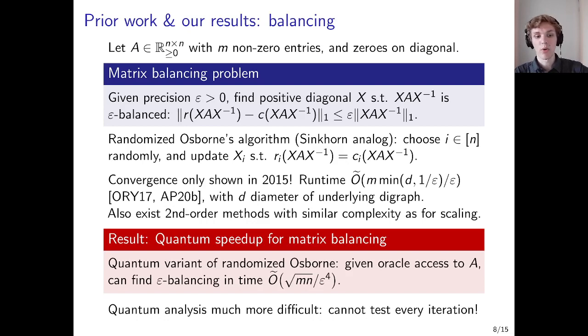I do want to warn you that the quantum analysis of this algorithm is much more difficult than in the classical setting, because we cannot test whether our matrix is balanced in every iteration.